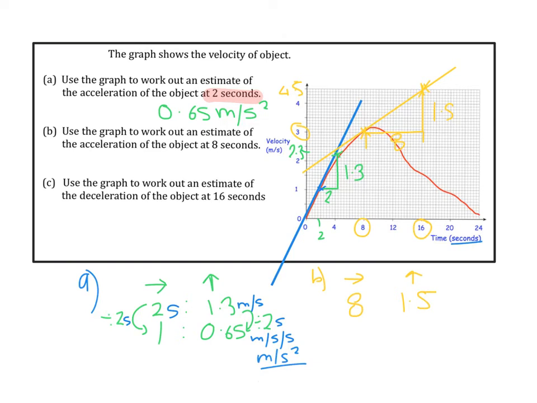So I want 1 across, because that's what gradient is, so I need to do 1.5 divided by 8. I can do that on my calculator. 1.5 divided by 8 is about 0.1875.